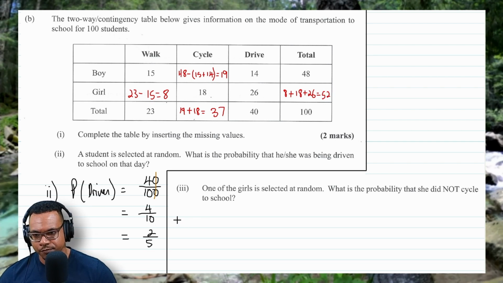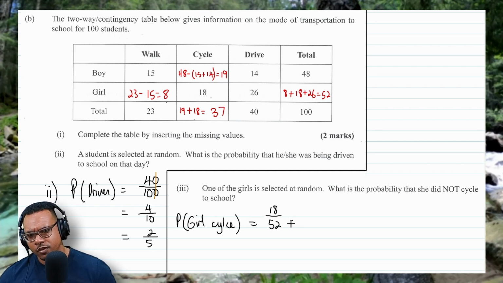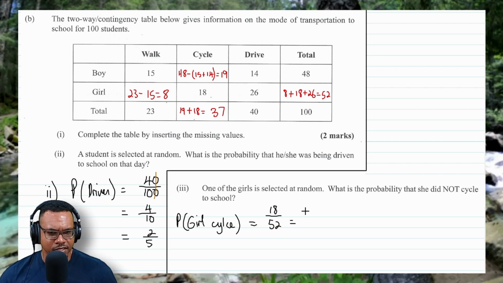So the probability that a girl cycles is equal to 18 out of 52 girls in all, which is equal to, I can say, 2 into 18 is 9, and 2 into 52 is 26. So that'd be 9 over 26.